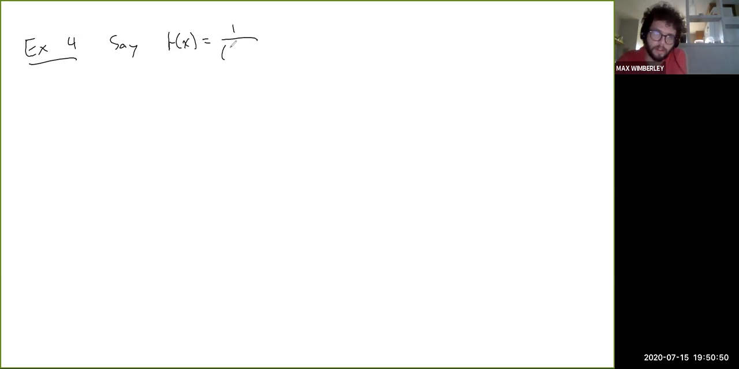All right, let's skip ahead to example 4. In this one, they look at 1 over (x minus 2) cubed.